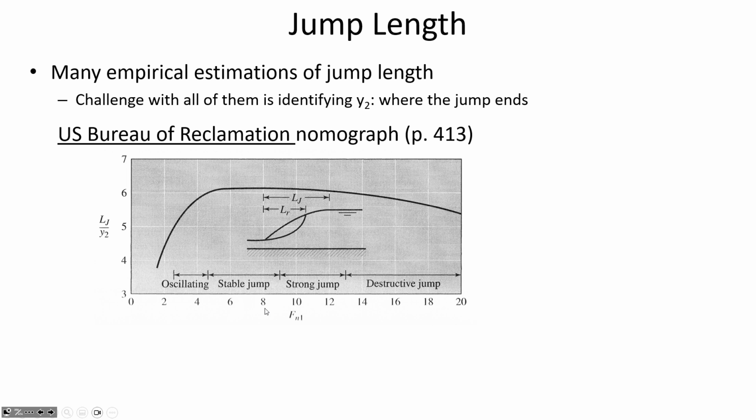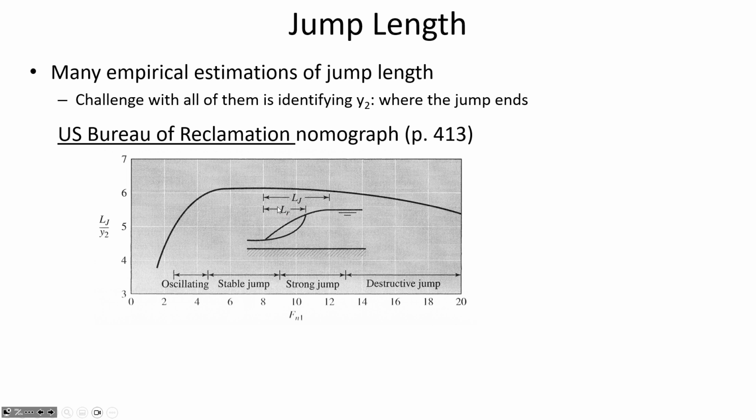We'd calculate the downstream depth, y2, from the momentum equation. And then from the nomograph, we'd find the ratio of the jump length to the depth. That would tell us the jump length, which is defined as from where the rollers begin to where the water depth is stabilized and it's flowing at whatever steady uniform depth is downstream. So they differentiate between the length of the jump and the length of the rollers.